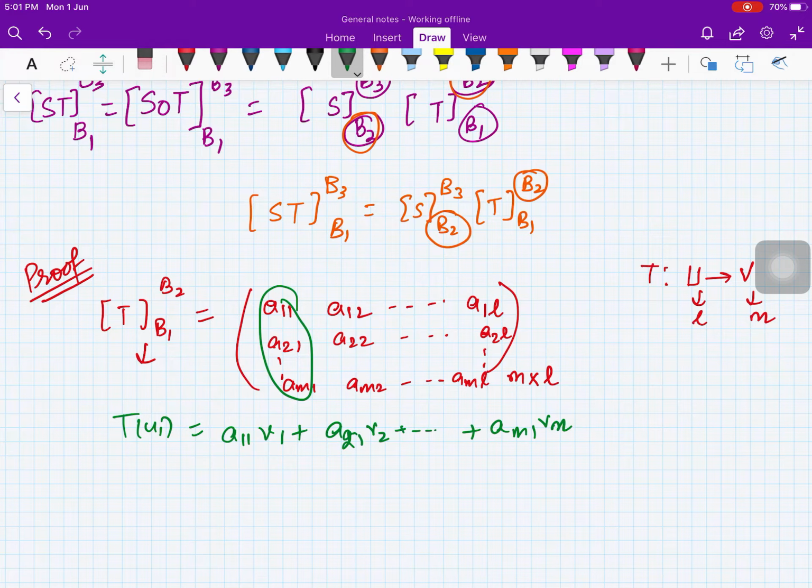You see here we are changing J from 1 to M. This I is fixed, this second index is fixed, whether 1, 1, 1 or 2, 2, 2. So for I, this I is fixed and this J is varying, right? Okay, so this is what I have.